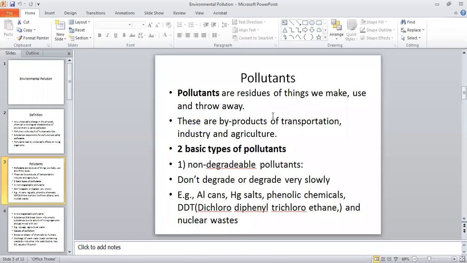What actually are these pollutants? They are the residues. Residues means the leftover things, the waste things. We make things, then we use them, and whatever is the waste out of them, we throw into the environment, and it then serves as pollutants.